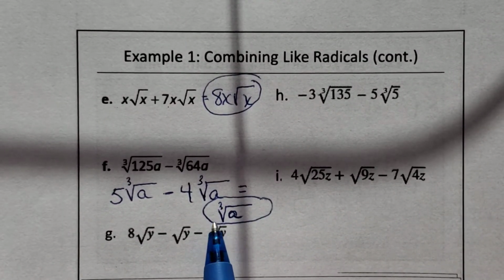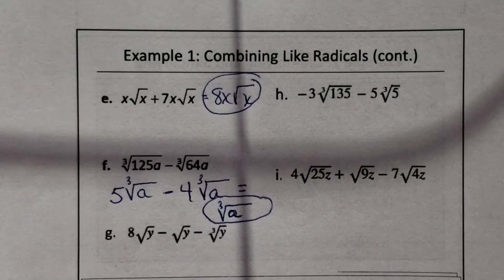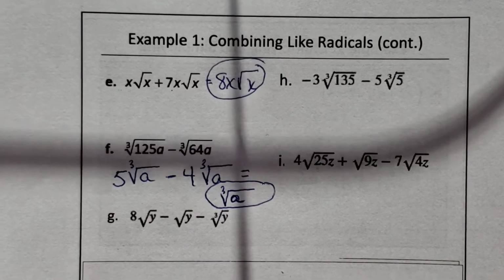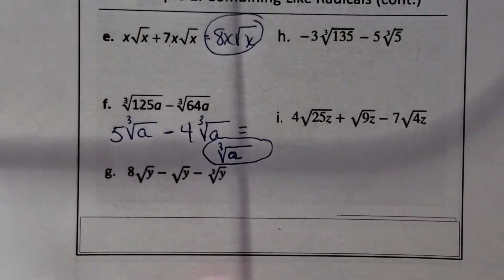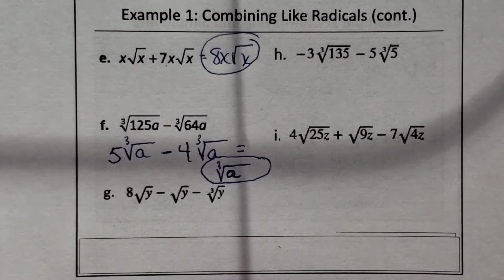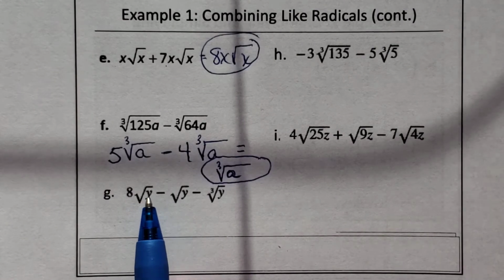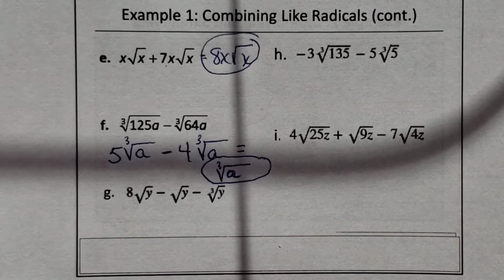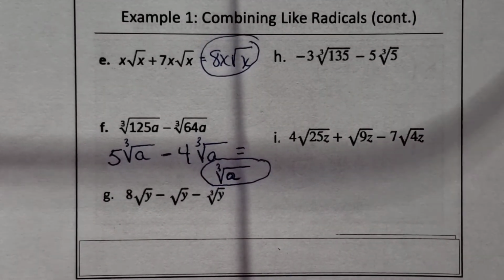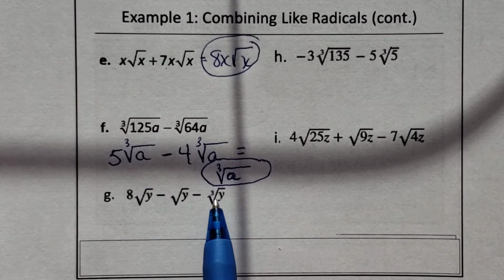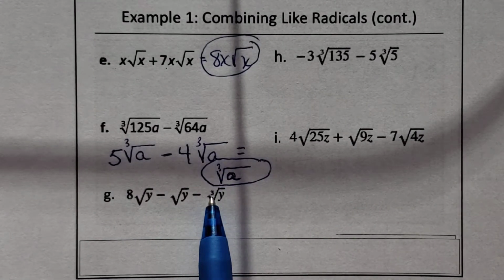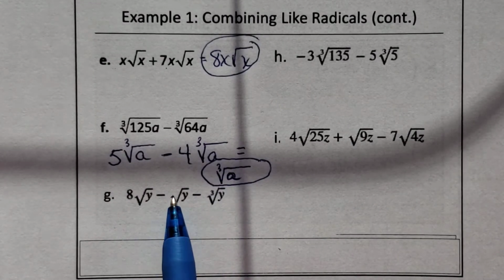And in Hawkes, if you type that 1 there, it's going to tell you the answer is not simplified. All right, let's look at letter G. I have some shadows that I'm dealing with here. Now, if you notice the first two terms, the first two terms are square roots, and the third term is a cube root.